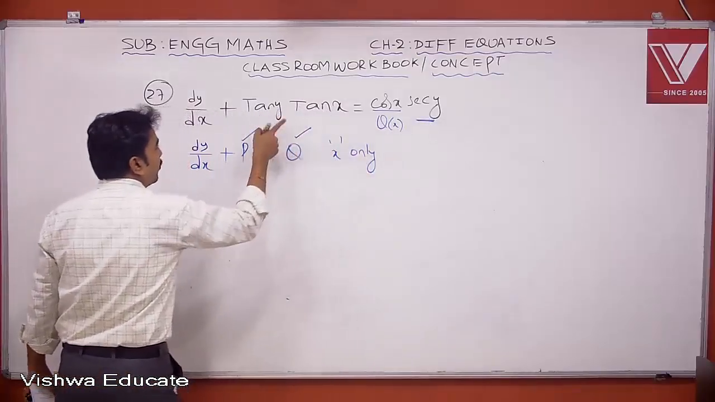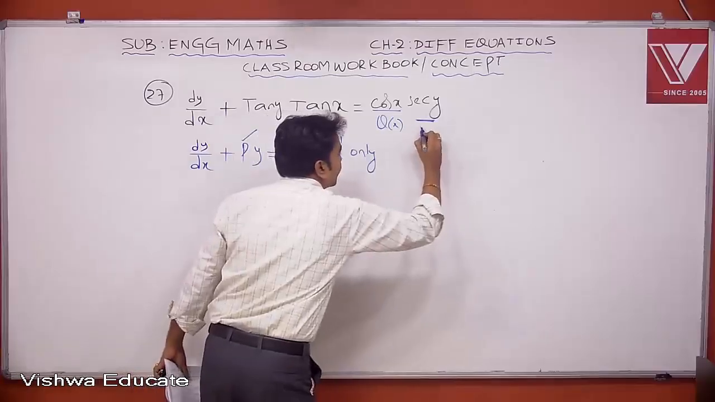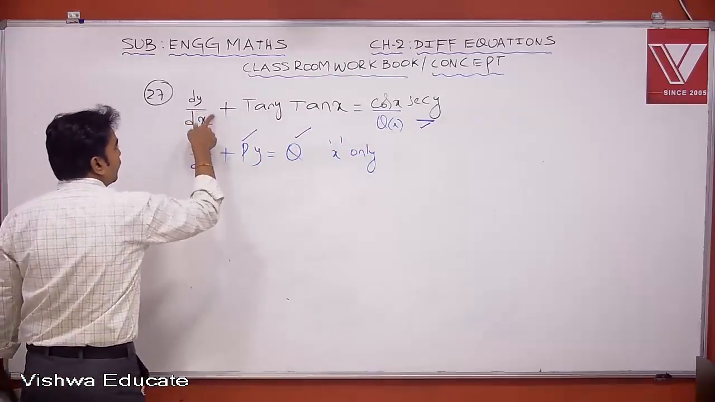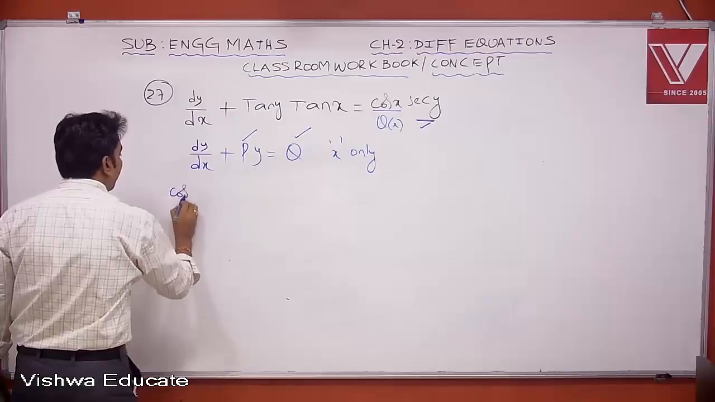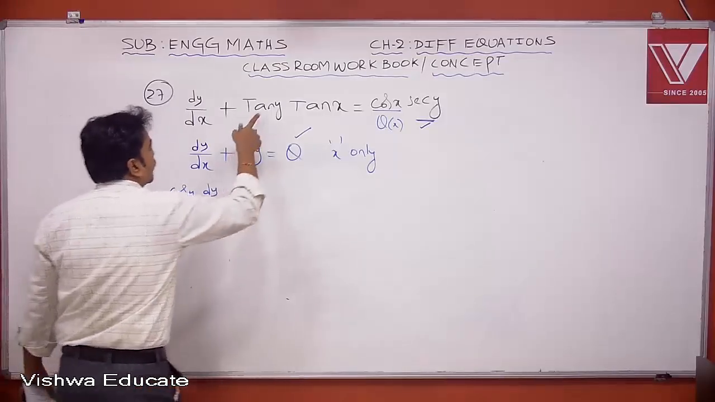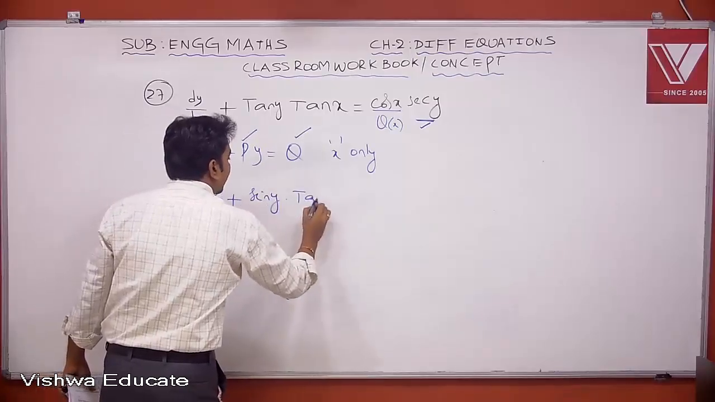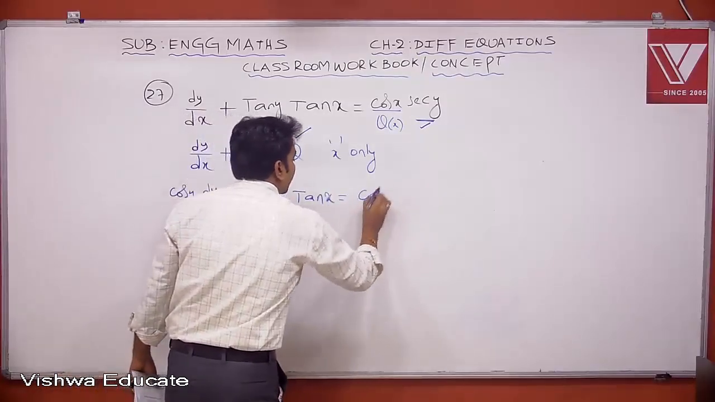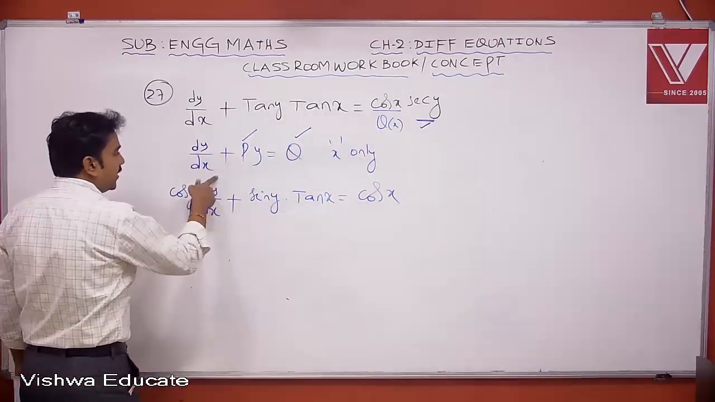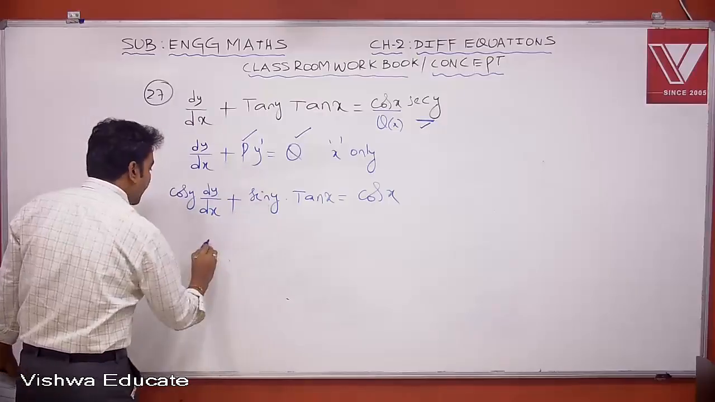So let us try to multiply this equation with cos y. In that case, secant y can be eliminated. Cos y into dy by dx, cos y into sec y tan x, this is sin y into tan x, equal to cos x. Now, even to get a linear equation, the power of y must be 1, but here sin y is there.